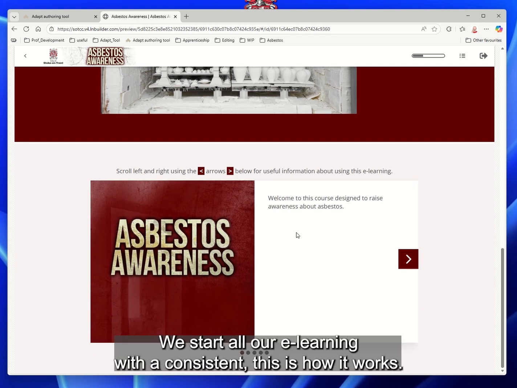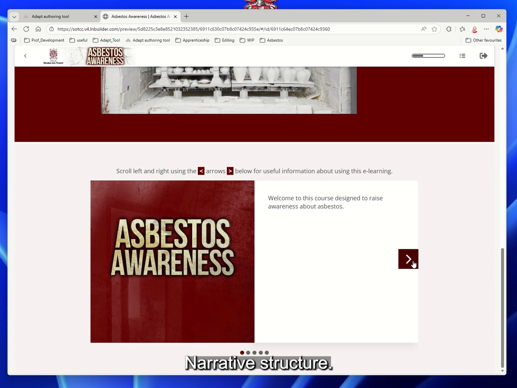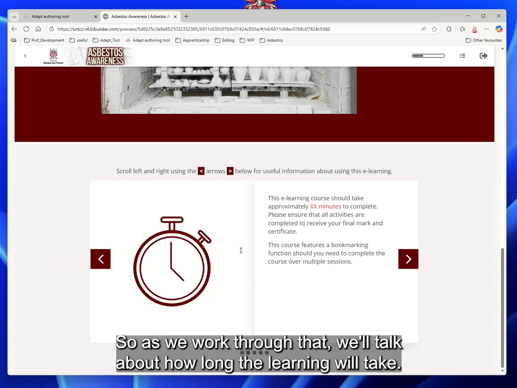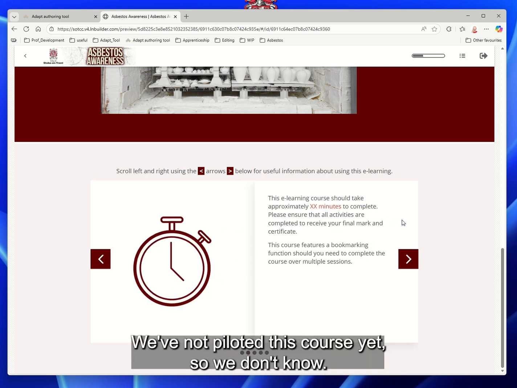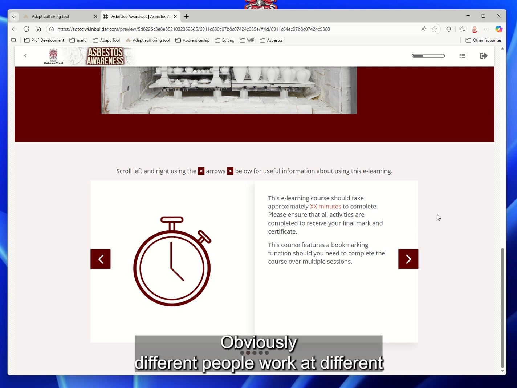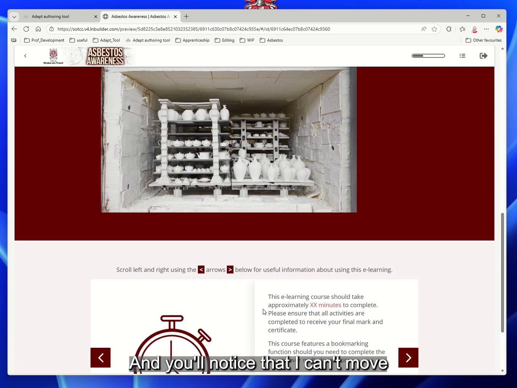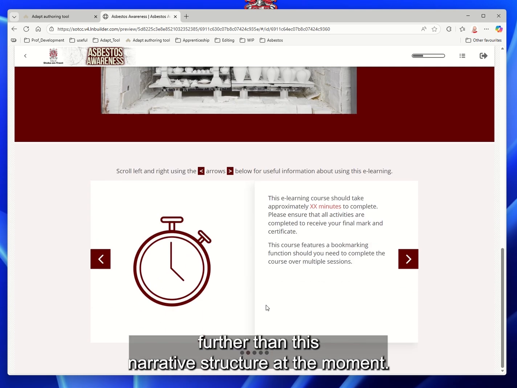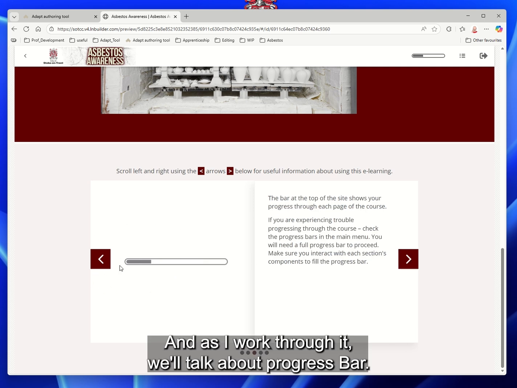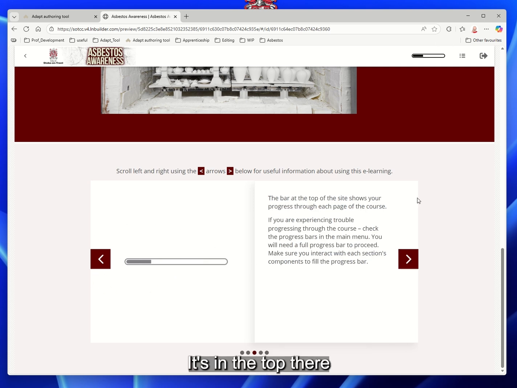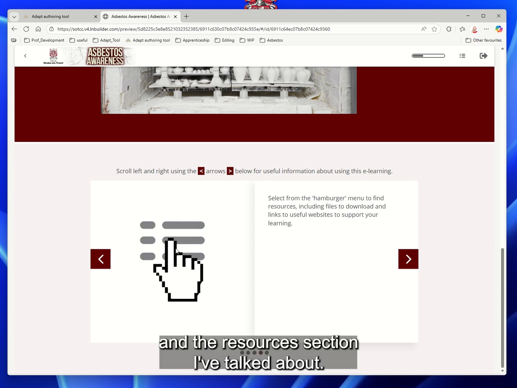We start all our e-learning with a consistent, this is how it works, narrative structure. So as we work through that, we'll talk about how long the learning will take. We've not piloted this course yet, so we don't know. Obviously, different people work at different rates, so we'd like to get an idea. And you'll notice that I can't move further than this narrative structure at the moment. And as I work through it, we'll talk about the progress bar that's in the top there and the resources section that I've talked about.